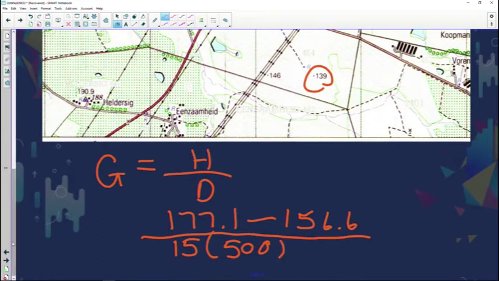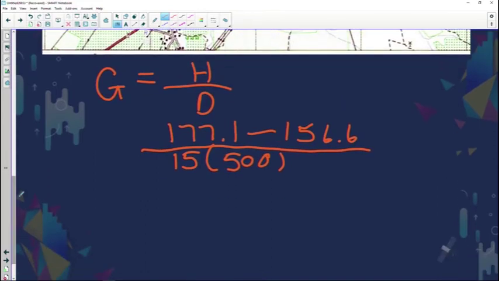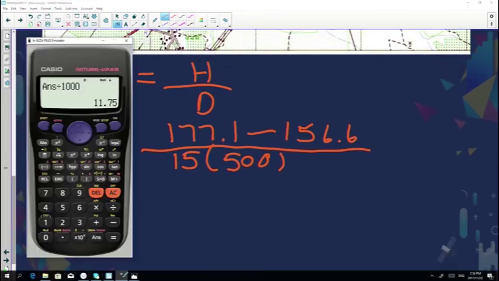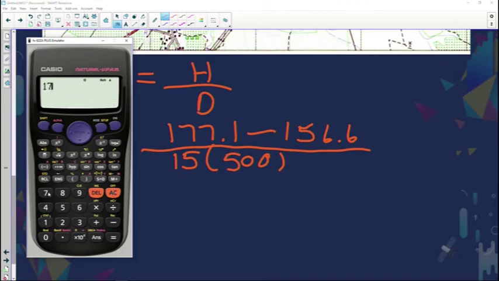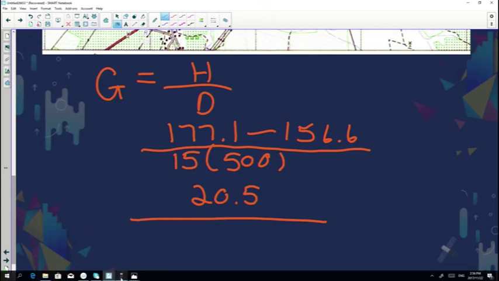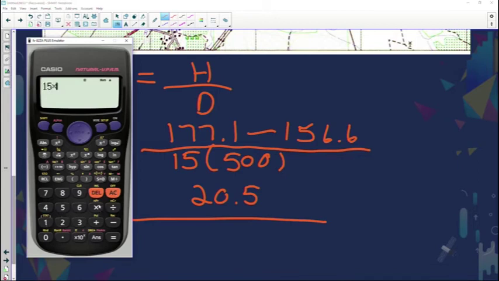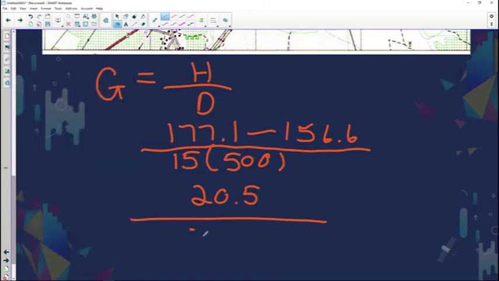So now we need to do our calculations. The first one is quite simple. Just subtract the lowest from the highest. Get my calculator out. 177.1 subtracting 156.6, and my correct answer over there is 20.5. We take 15 times 500, that gives me 7,500.